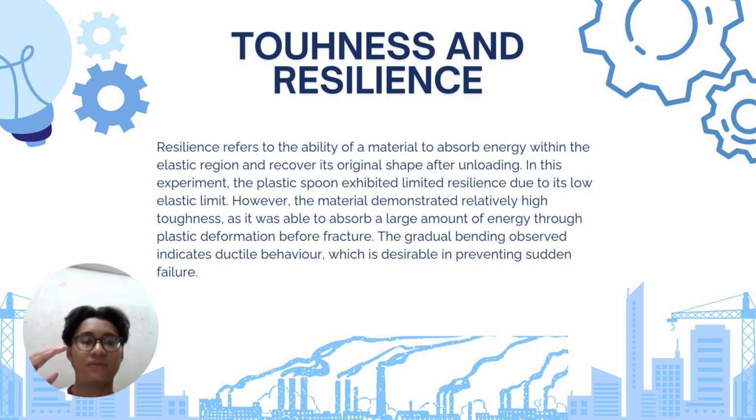However, toughness refers to the total energy absorbed by a material before fracture. Despite its low strength, the plastic spoon demonstrates relatively high toughness. This is because it underwent a large plastic deformation and absorbed a significant amount of energy before breaking. The gradual bending observed throughout the experiment indicates ductile behavior, which is preferable compared to brittle material that fails suddenly without warning.